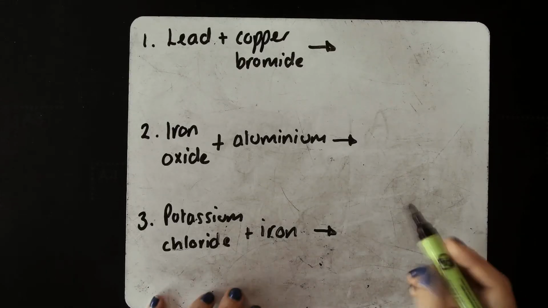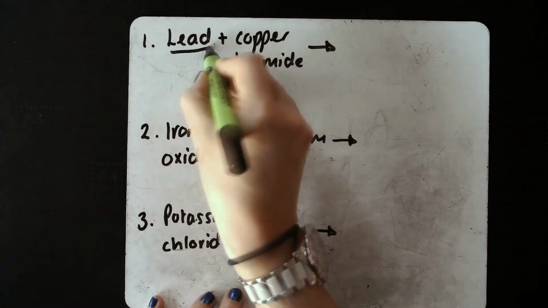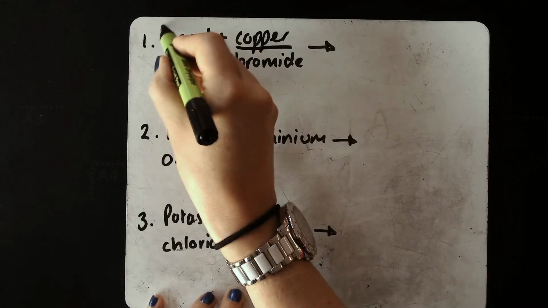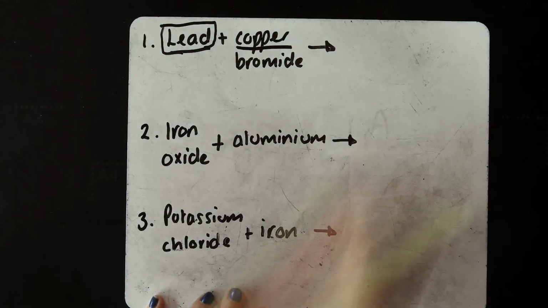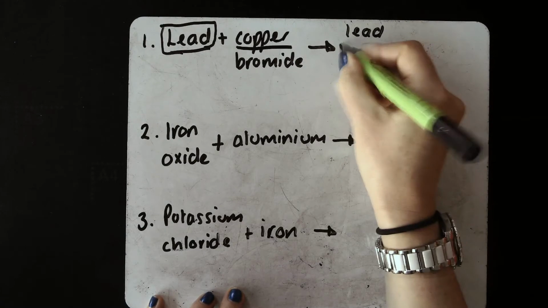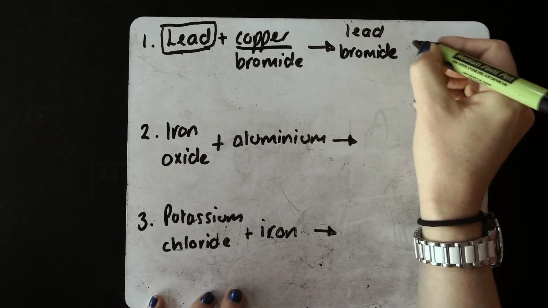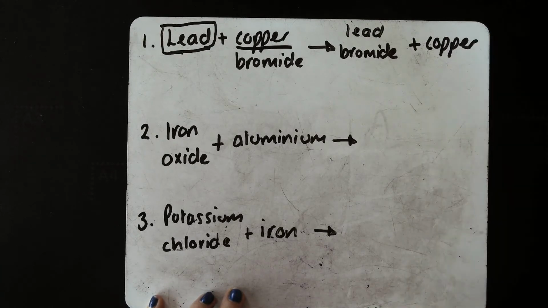Okay, so for each example, I need to pay attention to the metal. So I've got lead and I've got copper. The next step is to use my reactivity series to see which one is most reactive. So the lead is higher up in the reactivity series, so that is more reactive. So the lead will displace the copper and join to the bromide, which will leave copper by itself.